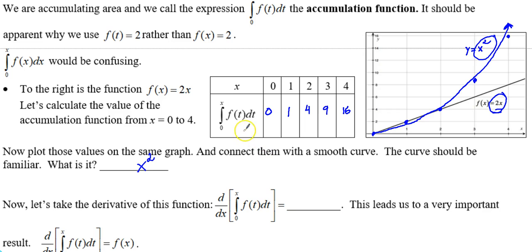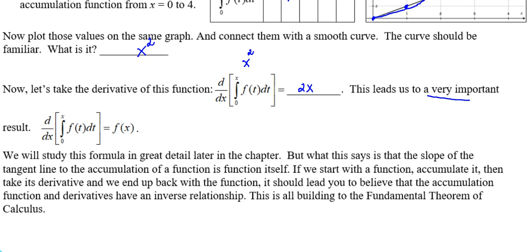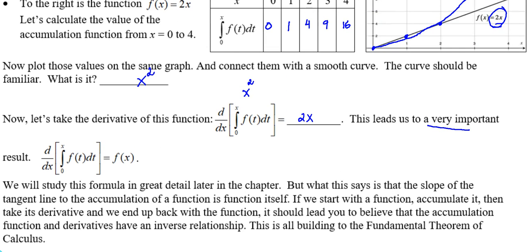What do we get? Remember, this was my function x square, and if I take the derivative of this, I get the 2x. This is x square. Take the derivative, I get the 2x. This leads to a very important result. I believe we have discovered a very important result here. Make a box over this, memorize this, know this all the time.